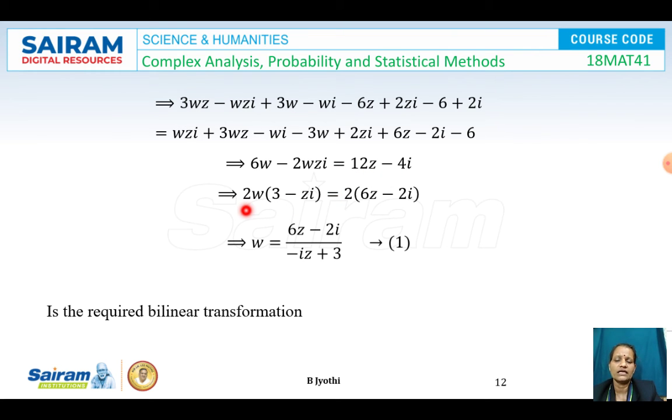By taking 2W on the left hand side, we get 2W(3 - Zi) = 2 times (6Z - 2i). Retaining W on the left hand side, by cancelling 2 and 2, we get W = (6Z - 2i) divided by (-iZ + 3). This is the required bilinear transformation.